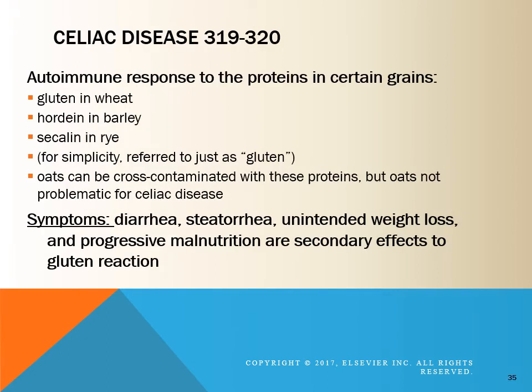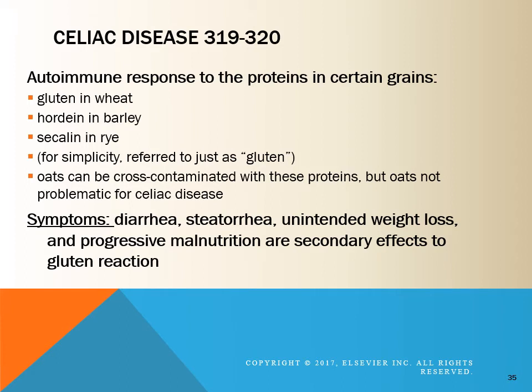Celiac disease. So this is an autoimmune response to the proteins in certain grains. So this is our body attacking ourselves. It's an autoimmune response. So it responds to things like gluten in wheat, hordein in barley, secalin in rye, and for simplicity, it's referred to just as gluten. Oats can be cross-contaminated with these proteins, but oats are not problematic for celiac disease. So if they're cross-contaminated, then it would be a problem, but oats specifically aren't a problem.